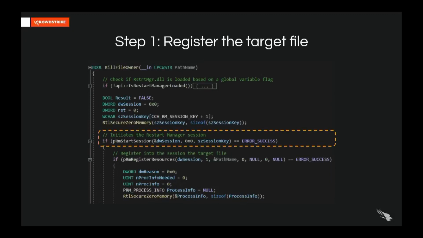The first step was to create a session, so using RmStartSession that we know now. The second step, they registered the target file, so we can see this number indicates that only one resource will be registered. They give the name and the path of the file, and all of the other arguments here correspond to processes and services to register in the session. So we can see here that they were only interested in the files, which makes sense as ransomware encrypts files.